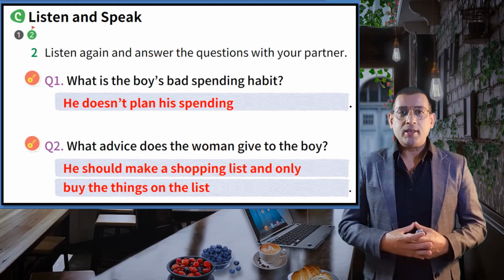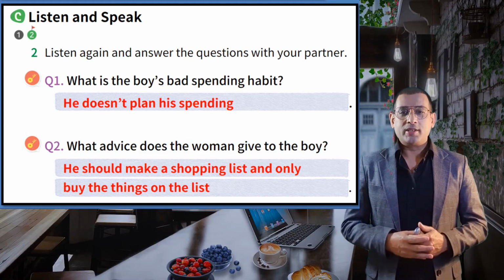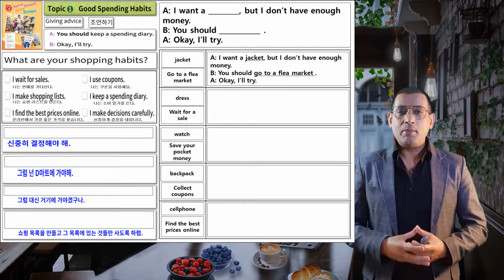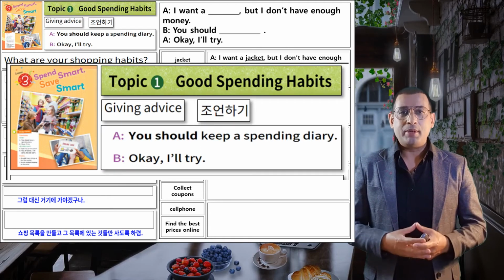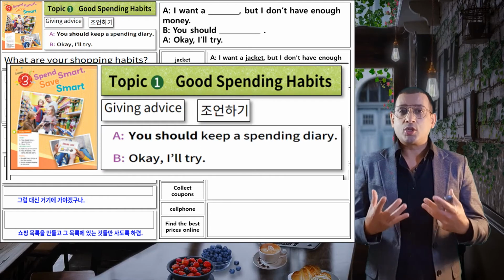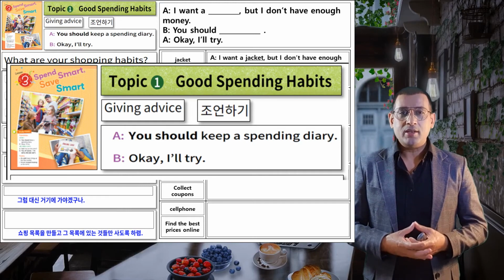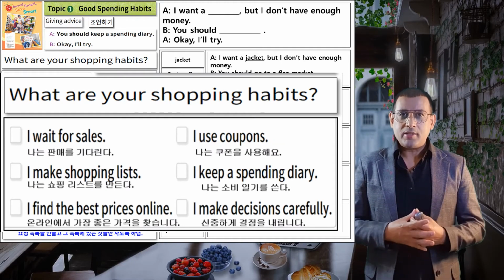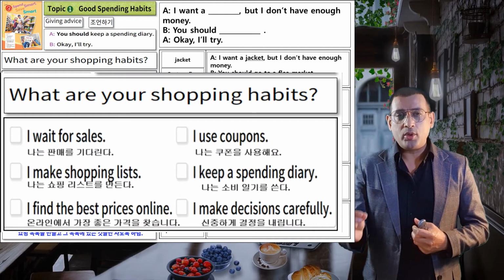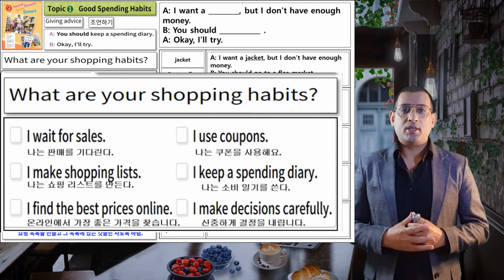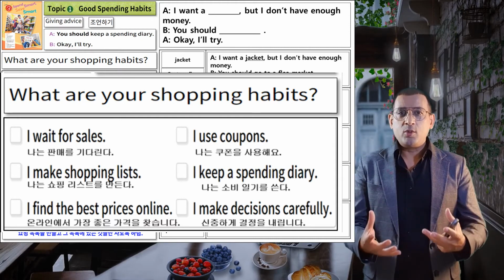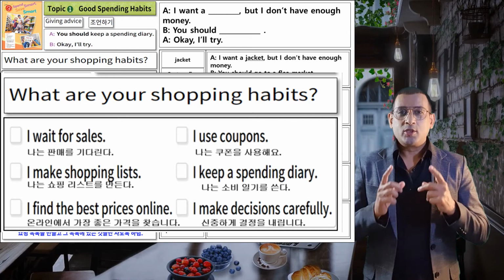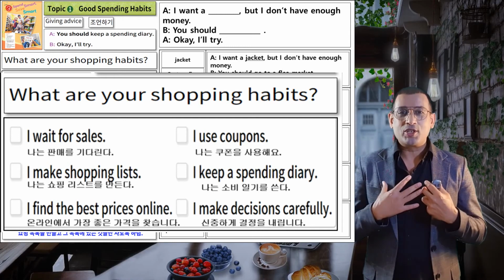Did you finish writing? Good job, student. Let's move on to my favorite worksheet. As always, on the top it says good spending habits, giving advice. You should keep a spending diary. Okay, I'll try. And underneath, you have to check again. You have to do it once in your book and then on your worksheet. Please check again, because when you bring this worksheet to my class, I'm going to ask you a question. So do not forget to bring my worksheet, okay?